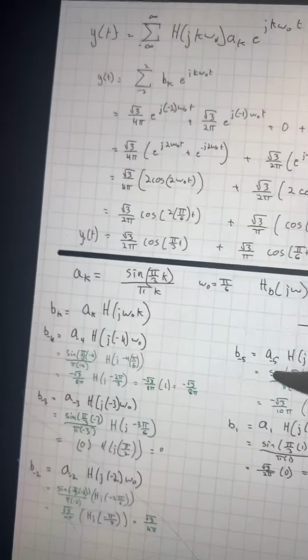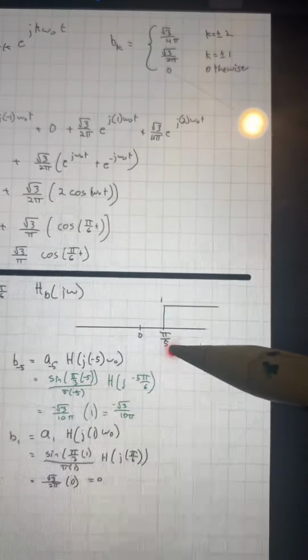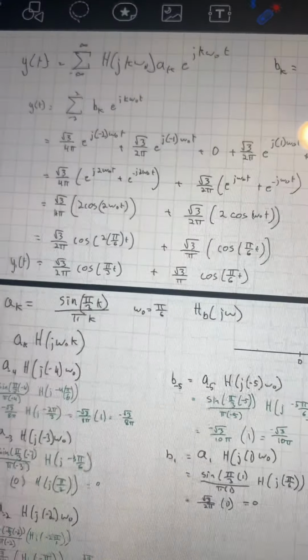We then repeat the same process to solve for our h of b, which goes from pi over 5 to positive infinity. And just like that, that's just how you solve it.